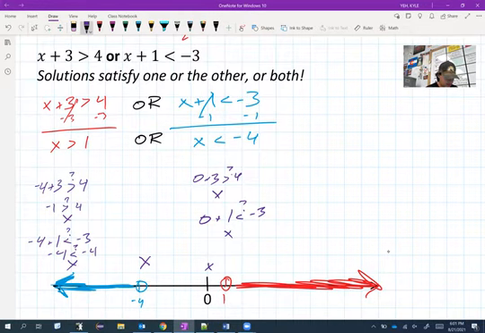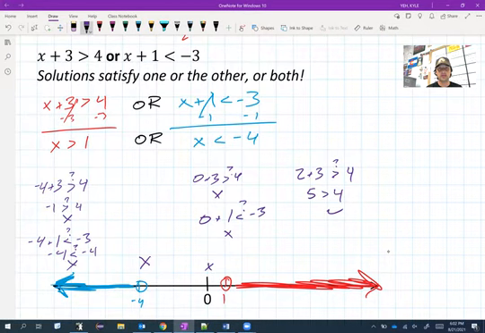We could try plugging in 2. So I'm going to plug it into the first one. 2 plus 3. Is it greater than 4? 5. Greater than 4? Yes, it is. And the great news with an OR is we can actually stop here because we only need it to satisfy one of those two parts of the compound inequality. Since plugging in 2 satisfied this first one that I just circled, it is a valid solution.